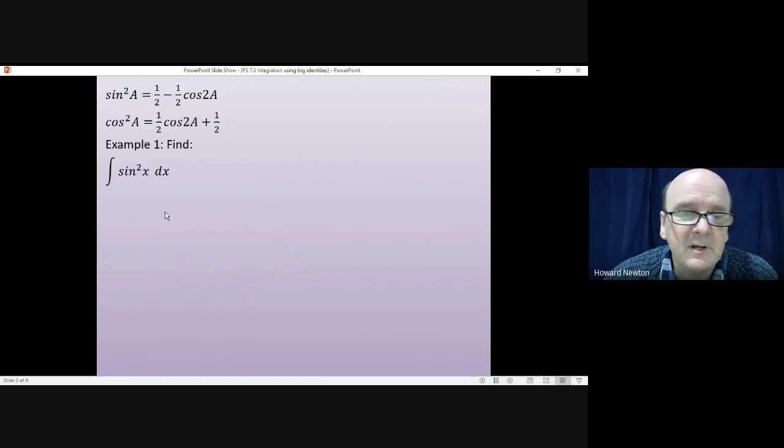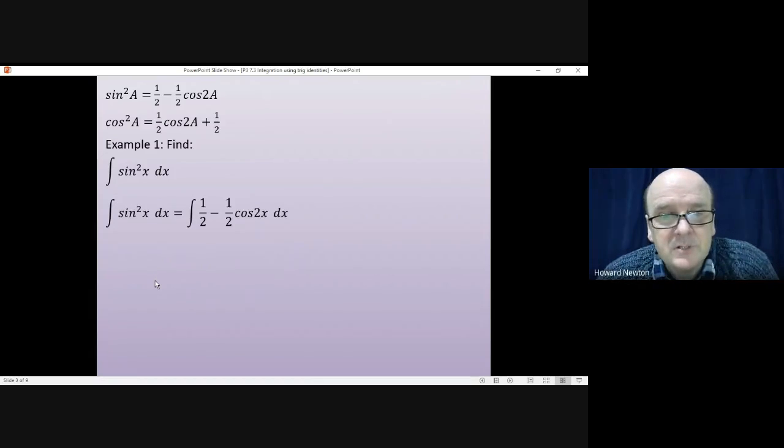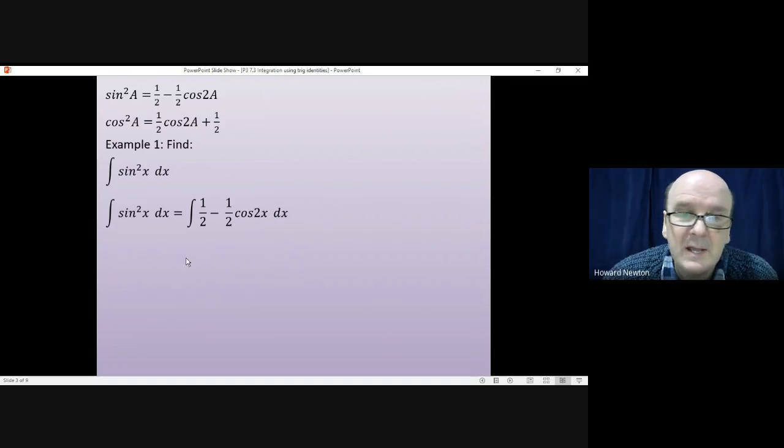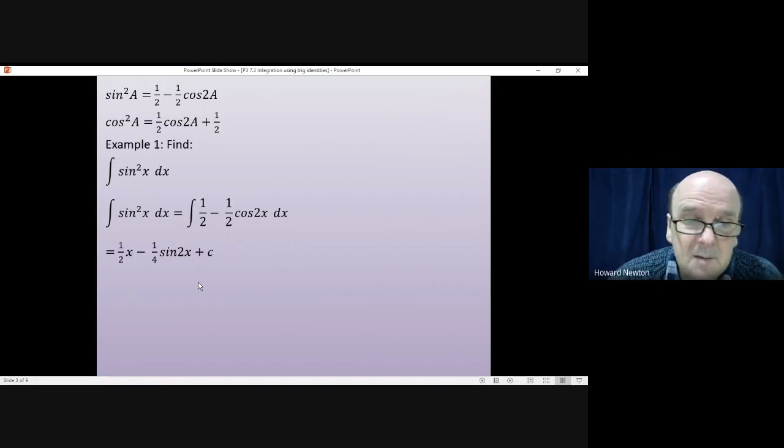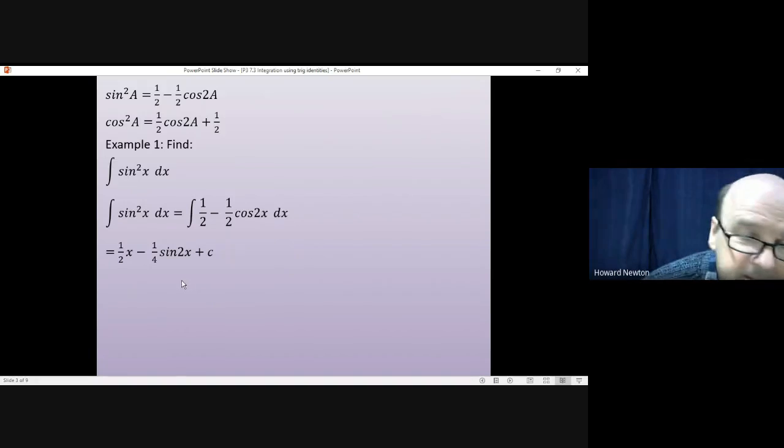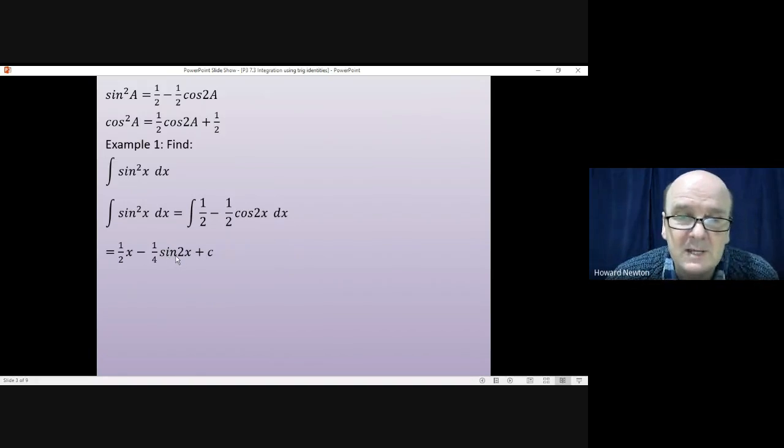Okay, let's have a look. Sine squared x is a half minus a half cos 2x. And the moment you've used the identity, you've changed an integration that we couldn't do, integrating sine squared, into an integration that's very straightforward to do. So integrating this will give us a half x minus a quarter sine 2x. If I differentiated the sine 2x, I get cos 2x, and I get times by 2 when I use the chain rule. And 2 times a quarter gives me the half there.